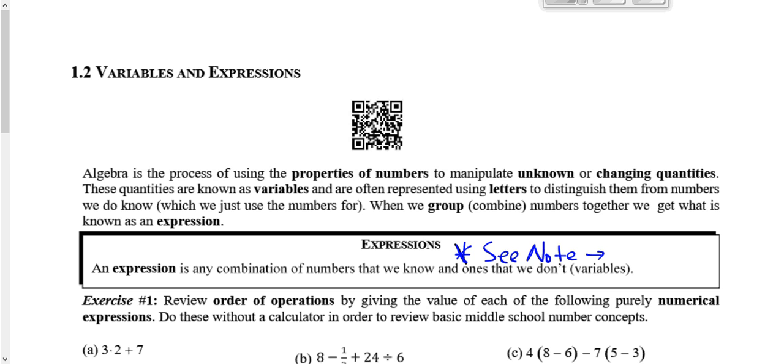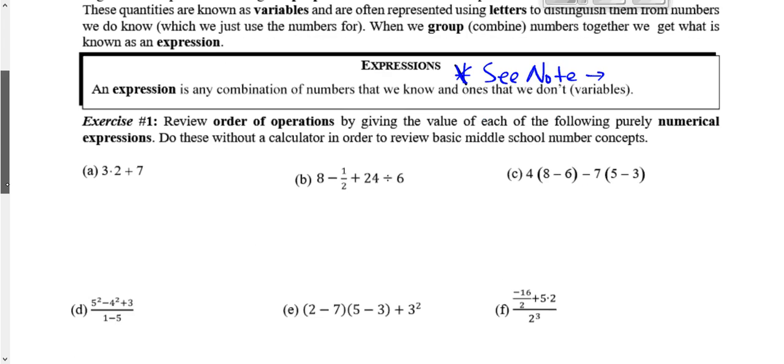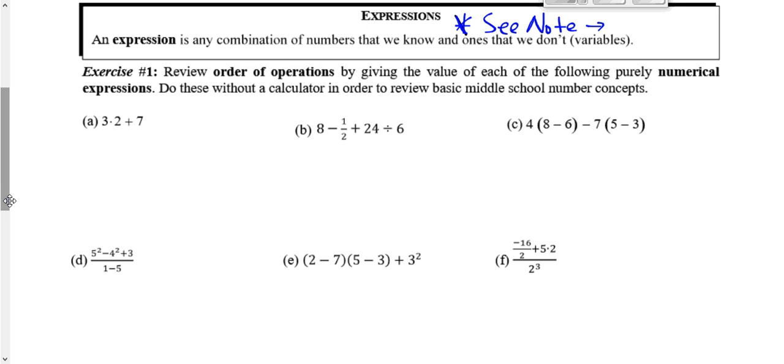Okay? All right, so let's go down here and review our order of operations. This is pretty simple, should go quick, right? Give me the value of each one of these. Now, as you guys see me write things, I present my math in a very neat and orderly form, right? I like to think of algebra as a language. Anybody here take a foreign language?